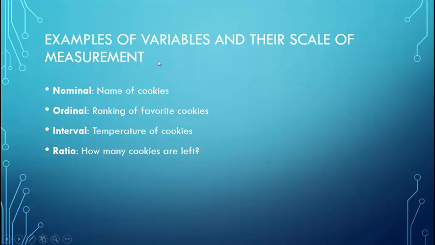All right, so examples of variables and their scale of measurement. If we were doing a cookie experiment, which sounds awfully good to me, nominal might be the name of cookies. Perhaps we're interested in studying Chips Ahoy versus Oreos. Those are two different types of cookies, groups of cookies, and so those would be a nominal category. We could have people rank their favorite cookie, first place, second place. Those would be ordinal rankings, right? Because we're placing them in a rank order.